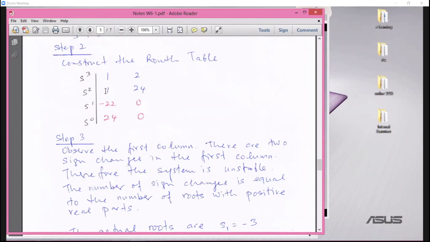See, you have a sign change there. If all the elements in the first column do not possess the same sign, then the system is unstable. The number of sign changes will tell you the number of positive roots. Here, positive, positive, negative, there's one sign change, and negative to positive, there's two sign changes. Therefore, this indicates that you're going to have two positive roots.